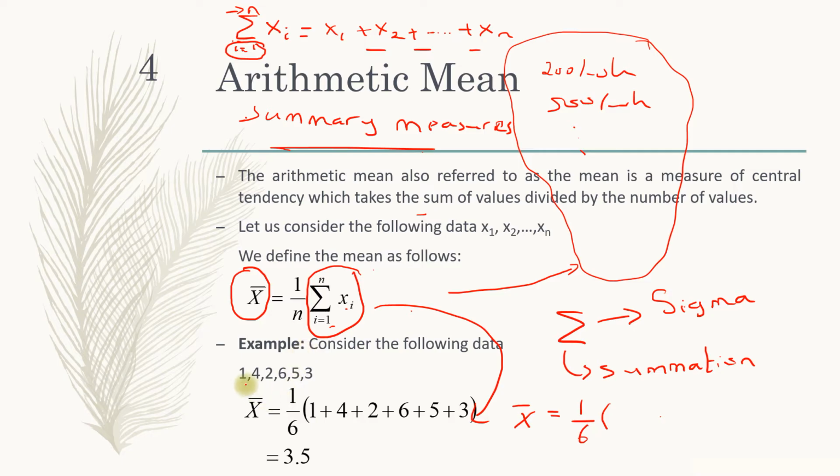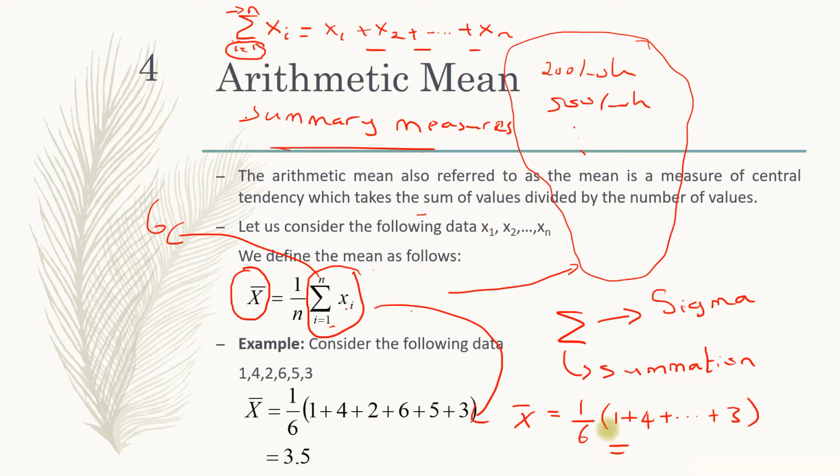So what does it mean? x1 is 1, x2 is 4, letter n is 6 in our example. It's 6 because it's the last number that we have. We have 6 numbers in all. So we add all these numbers, which means 1 plus 4 plus, it goes on until the last number 3.